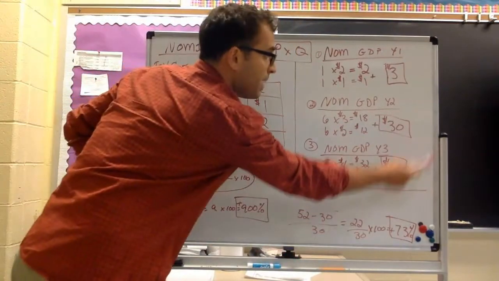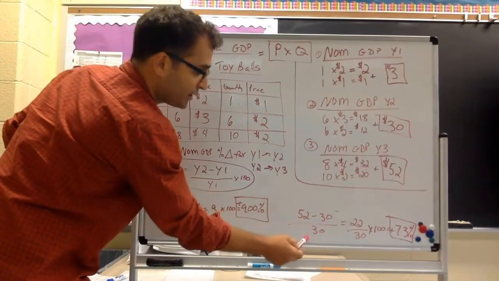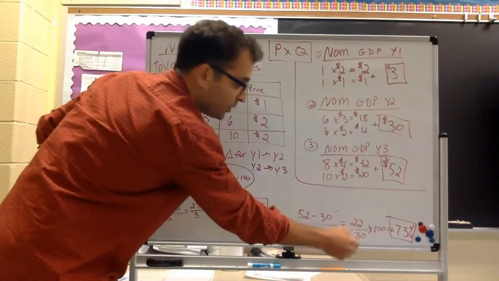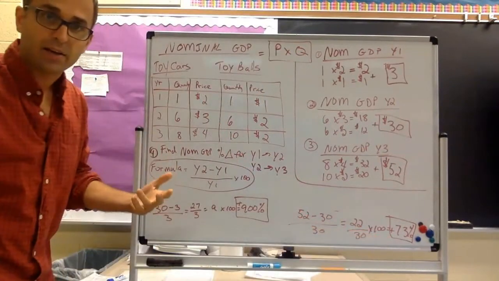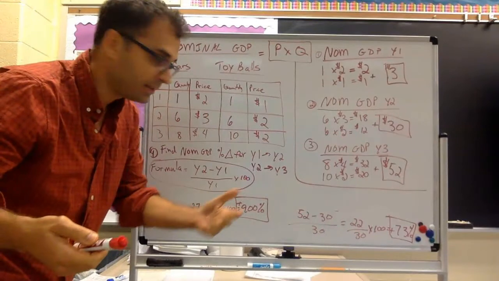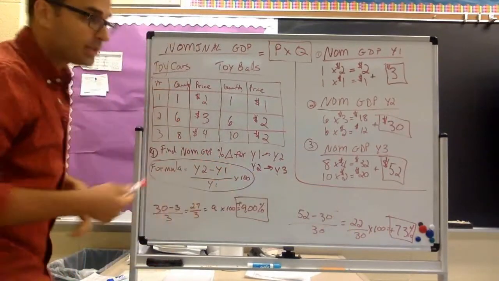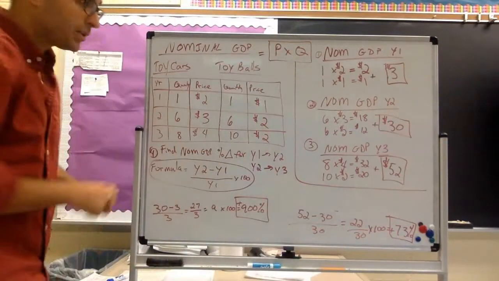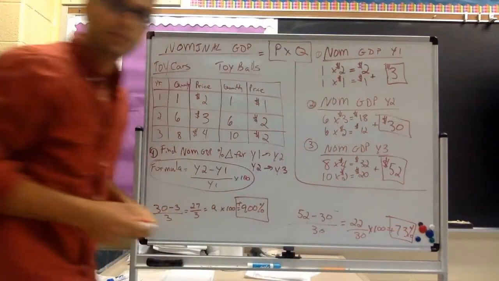So the new minus old. So 52 minus 30 over old, 30. Got 22 over 30 times 100. I used a calculator, even though you can't use them on the exam, so you wouldn't get this question. So I got 73%. This one increased 73%.